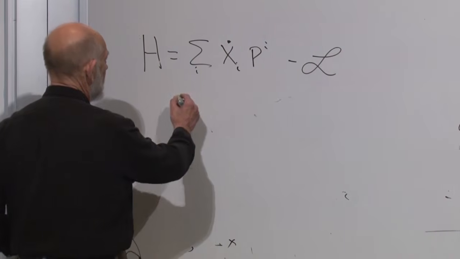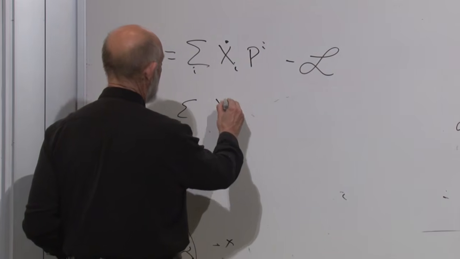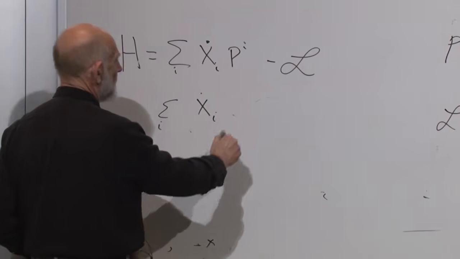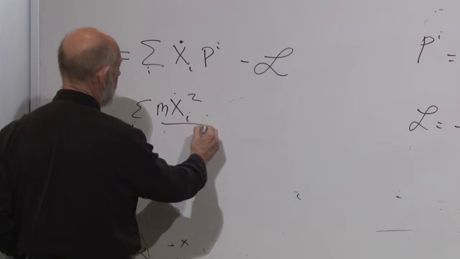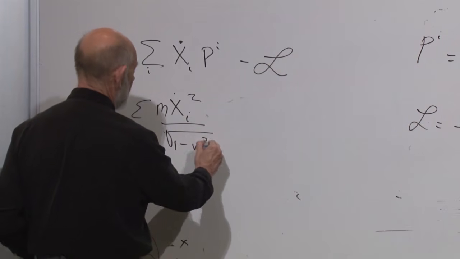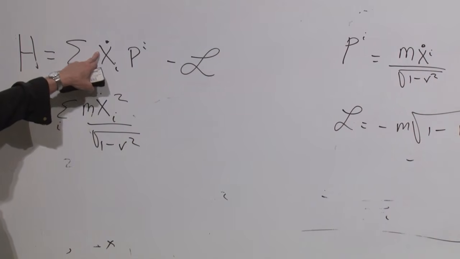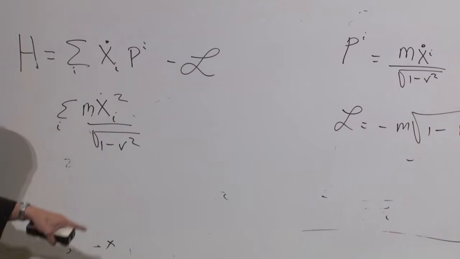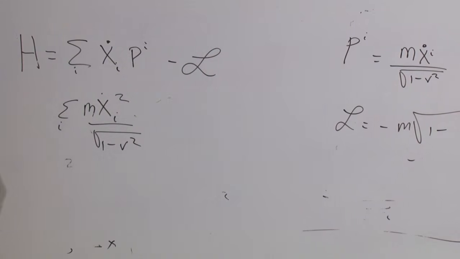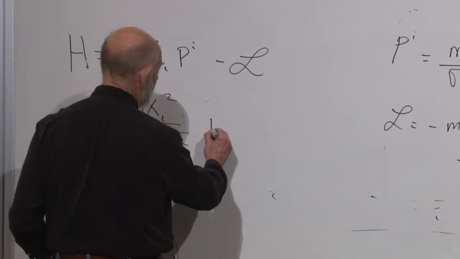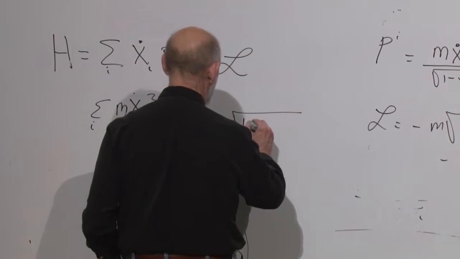Okay, so we have then summation over I, x sub I dot times p sub I, that's m x sub I dot squared over square root of 1 minus v squared. Is that right? That's the first term here. The x sub I dot squared picks up 1 x sub I dot from here, 1 x sub I dot from here. The mass is over here. And now minus the Lagrangian. So minus the Lagrangian is plus m square root of 1 minus v squared.